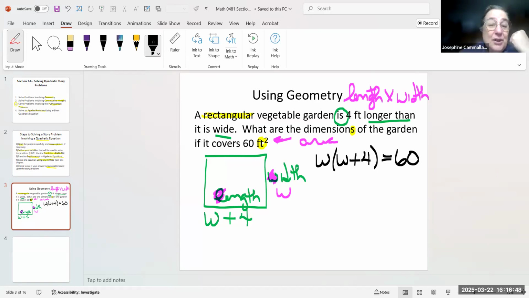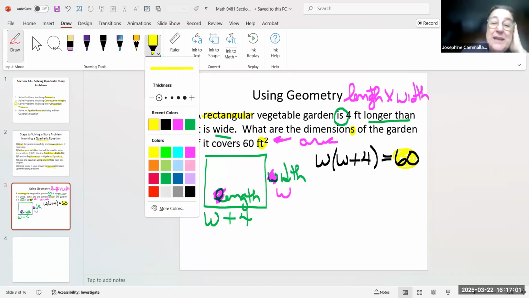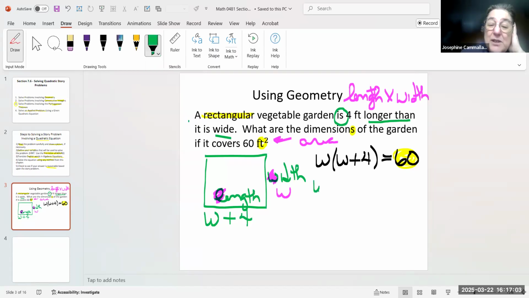Now, I have my equation. But now here comes the fun part. This is not 0, which means what we just learned is going to be W plus 4 minus 60 equals 0.